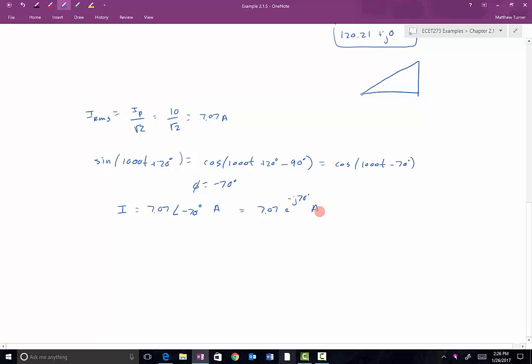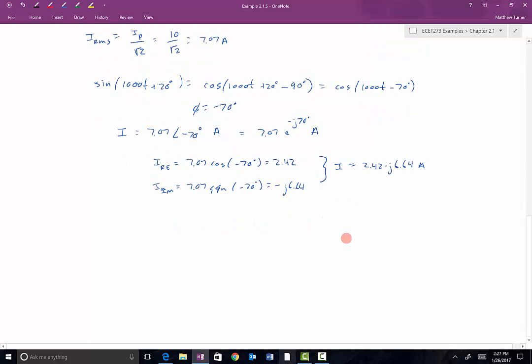Very easy to just convert between those two again. The real portion of that current is going to be equal to 7.07 cosine of minus 70 degrees, and that's 2.42. And the imaginary portion of that current is going to be equal to 7.07 times the sine of negative 70 degrees, and that's going to be minus j 6.64. And so the current in rectangular form is going to be 2.42 minus j 6.64 amps.